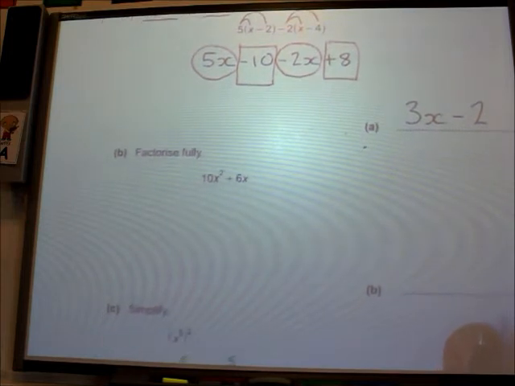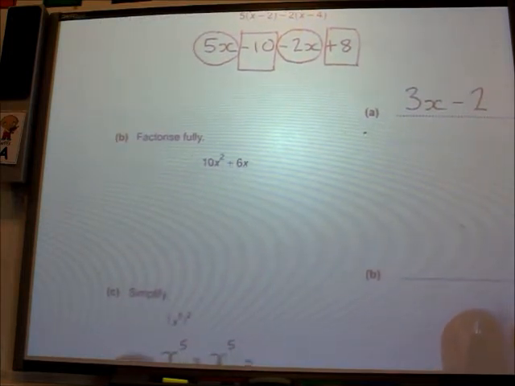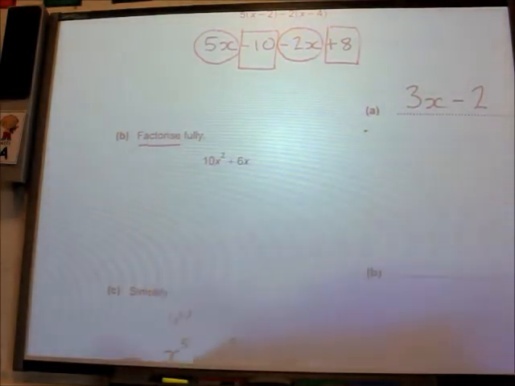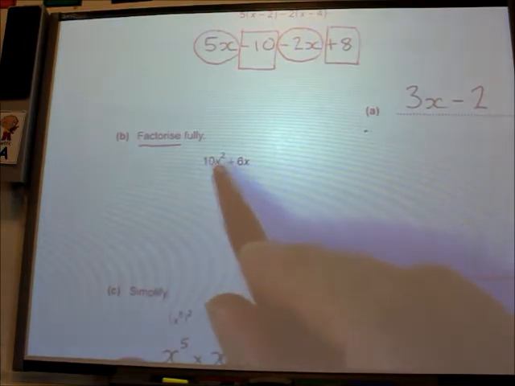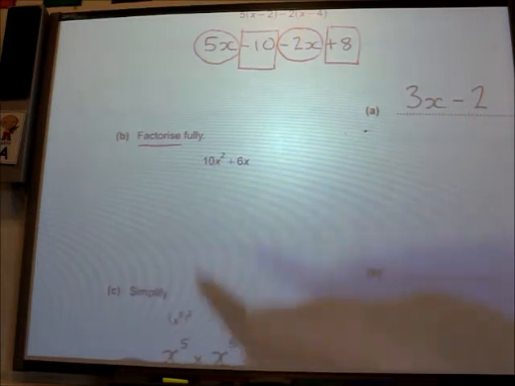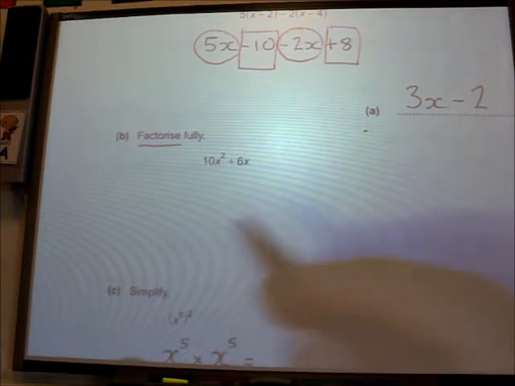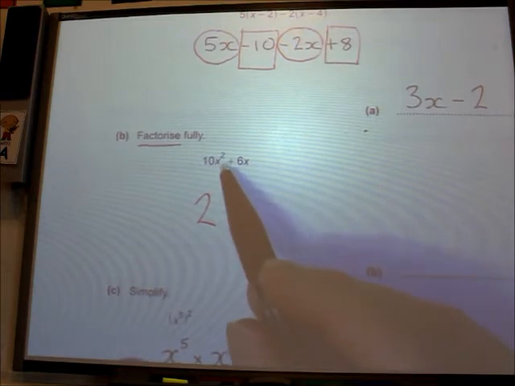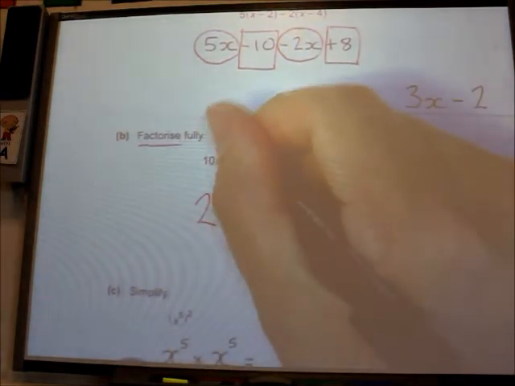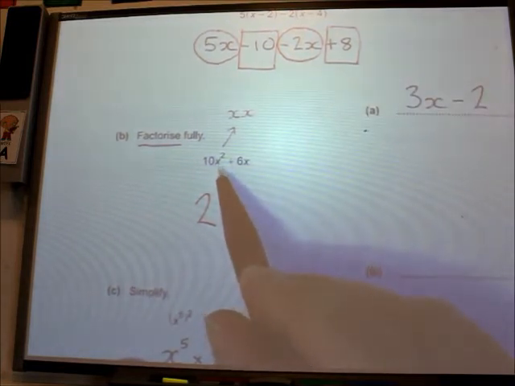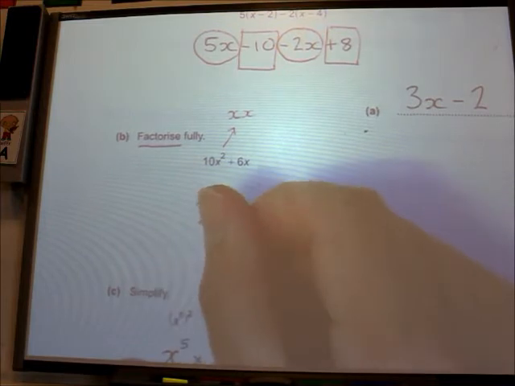Part B, factorise fully. 10x squared add 6x. Factorise means put into brackets, so you must know the meaning of that. First of all, we'll deal with the numbers. What number goes into 10 and into 6? So what number is a factor of 10, hence factorise, and a factor of 6? Well, 1 obviously, but the biggest one in this case is 2. So you put 2 on the outside. Are there any letters common? Well, there's x squared there. Don't forget, x squared means x times x, or xx. So there's an x times an x there, or there's an x there. So the one that's common is an x.